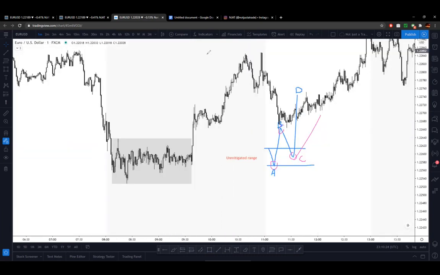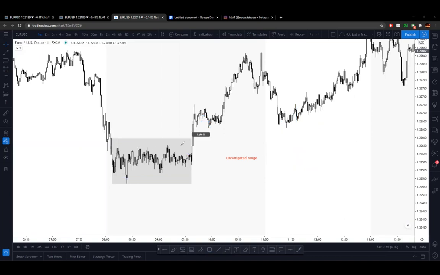Cool. So previously, we talked about unmitigated ranges and how they become higher time frame points of interest. Obviously this is an ideal price delivery where we get that A, B, C, D, which is that sell to buy, mitigation, continuation of higher prices. Here we see a range. We got that sell to buy, but we get no C leg, which is that mitigation, which means that this is a higher time frame point of interest.